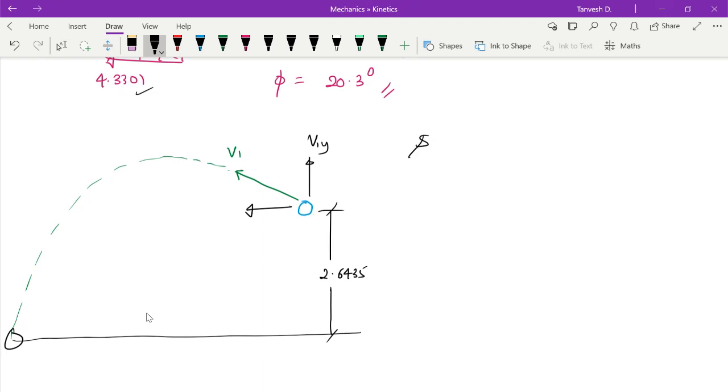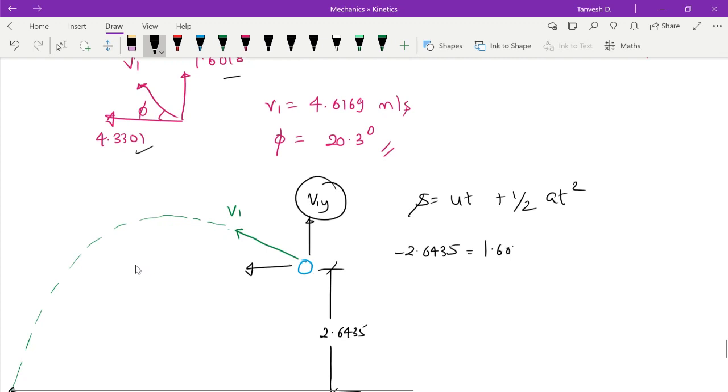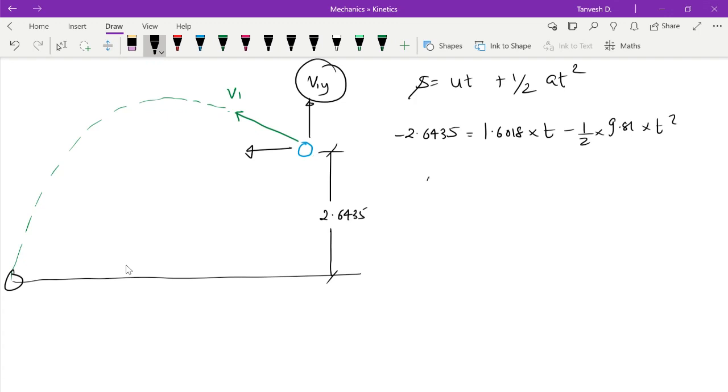So here we can say s is equal to ut plus half at square. If I apply this equation, it will be minus 2.6435 is equal to u, and I am considering v1's y component only, because the movement we are considering is in the y direction. So it is 1.6018 into t minus half into 9.81 into t square. You will get t equal to 0.9154 seconds. So it takes 0.9154 seconds for this ball to reach the ground.